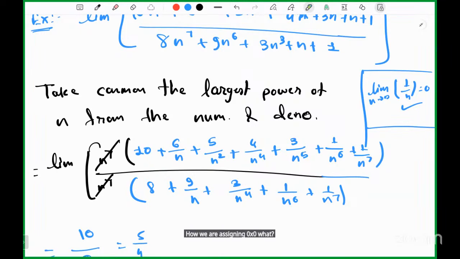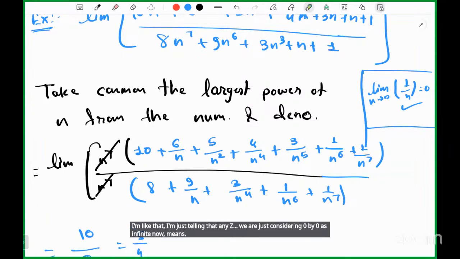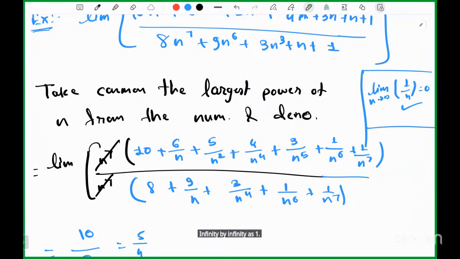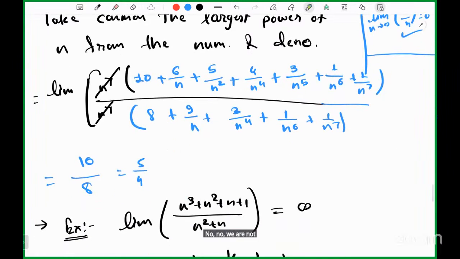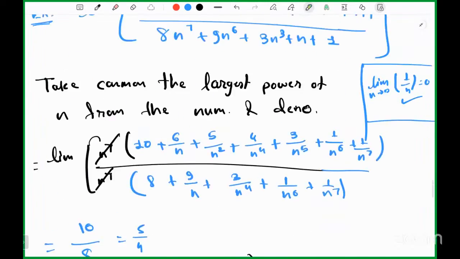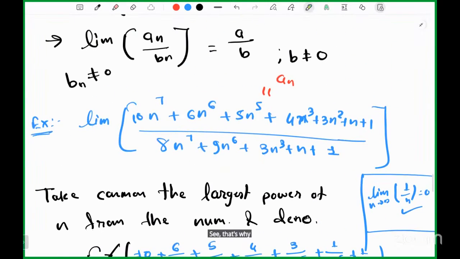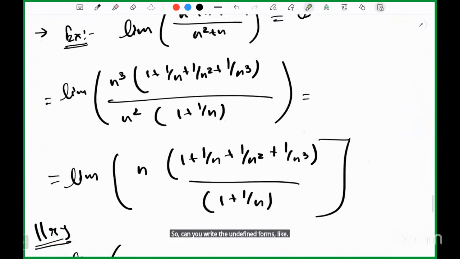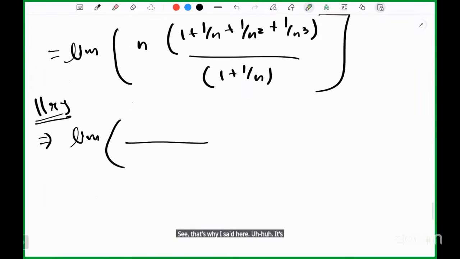I'm not getting your point. I'm just saying that we are considering 0 by 0 as infinity, so it means infinity by infinity as 1. No, we are not considering that. Infinity by infinity is not 1. See, that's why I said to write the undefined forms here, it will give a little clarity. It's an indeterminate form. So for those things, you have to apply L'Hospital.